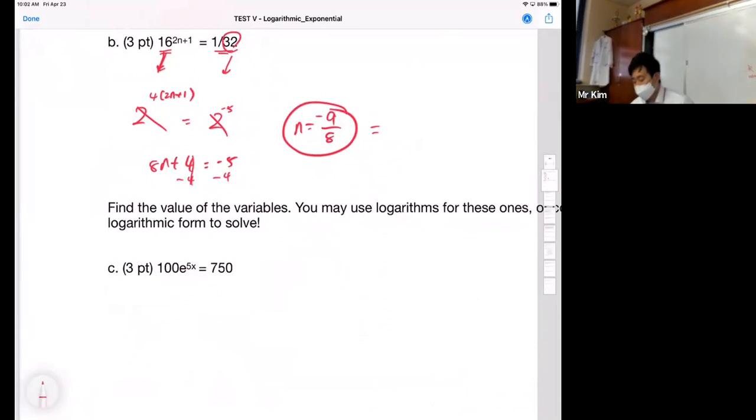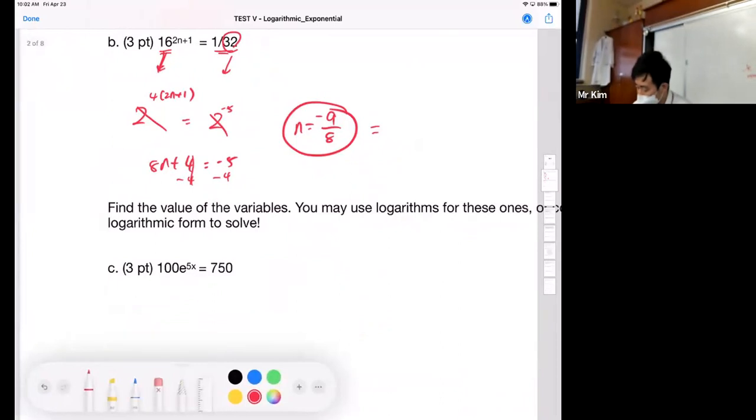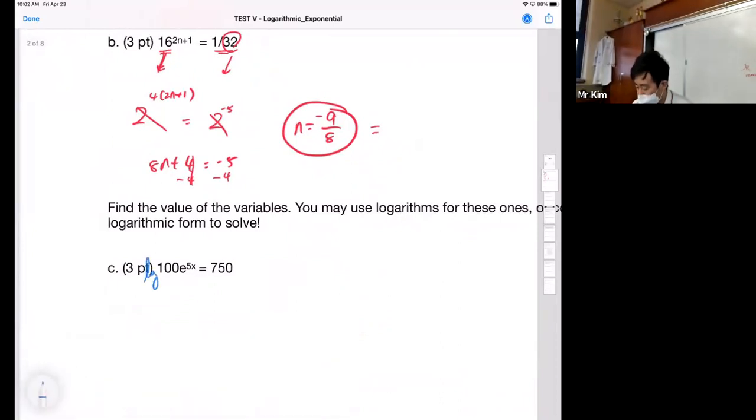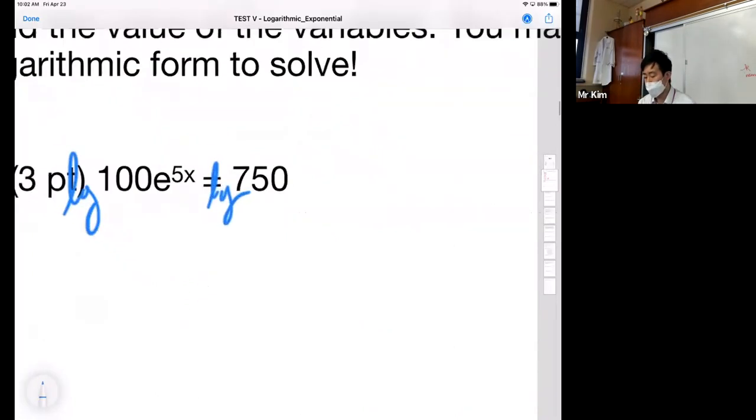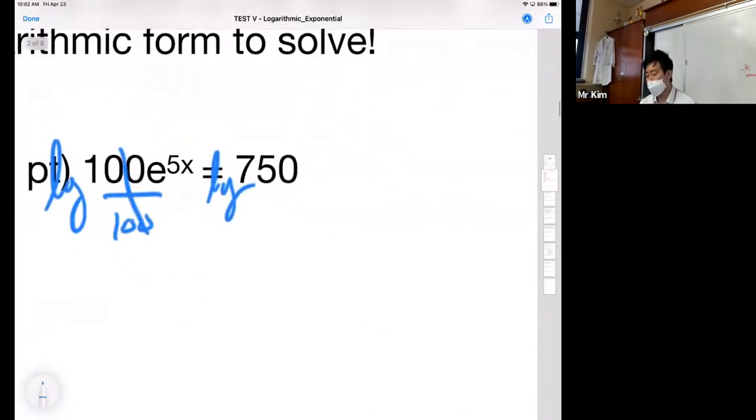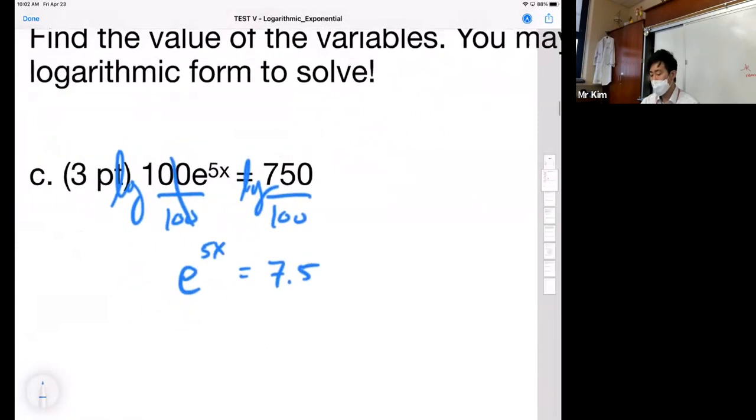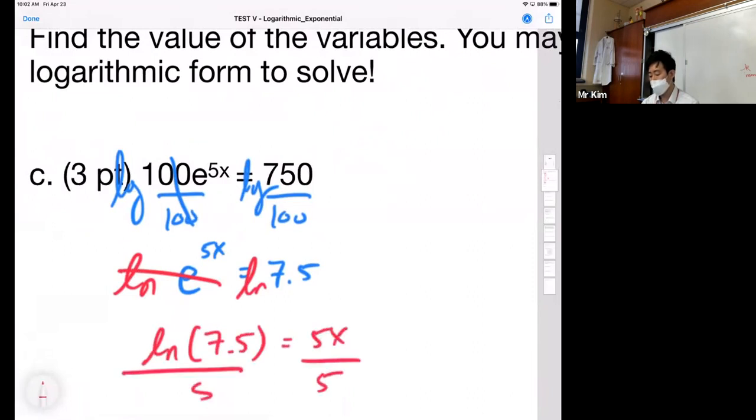All right, so find the value of the variable. I have seen some students who take log on both sides right away. That is not what I was going for. First, your step was to always take the 100 to the other side of the equation so you can get rid of the coefficient, and get e to the 5x equals 7.5. That's what you should have gotten. Then take natural log, cancel this out, or just convert it into a logarithmic format. Natural log of 7.5 equals 5x. So you just have to divide that by 5.